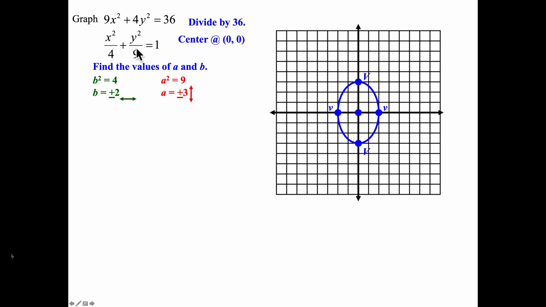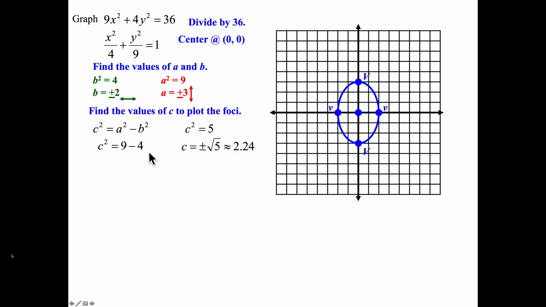And to find our foci, just like in the previous problem, big minus small. 9 minus 4 is going to be 5. The square root of 5 is approximately 2.24, so just slightly past the 2 squares. That will be the location of your foci.